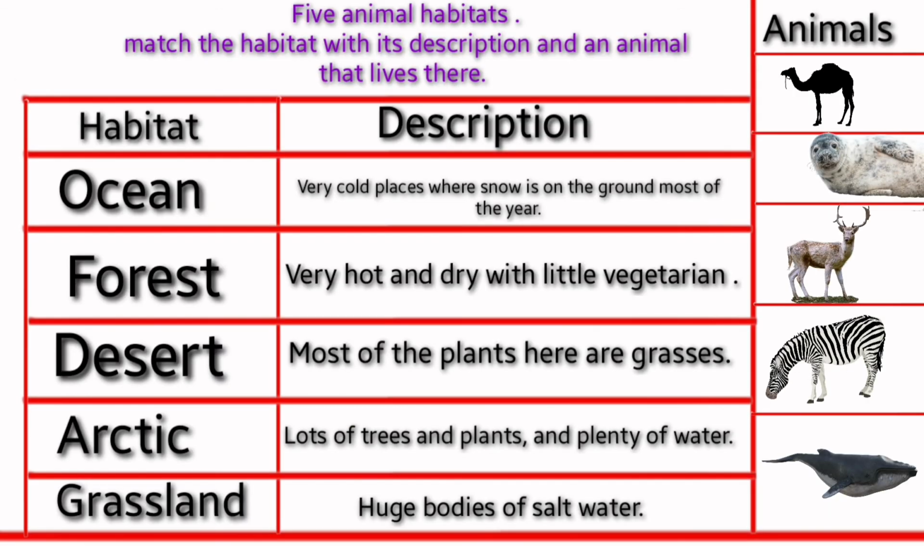Five animals' habitats. Match the habitat with its description and an animal that lives there. Habitat: ocean, forest, desert, Arctic, grassland.